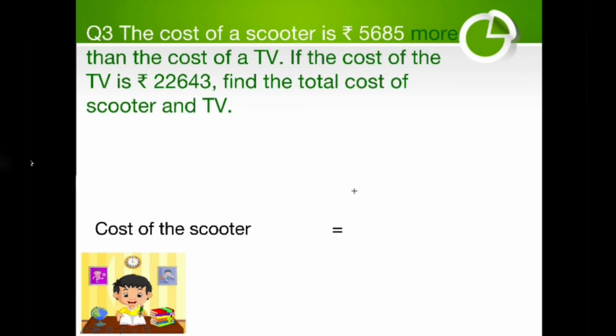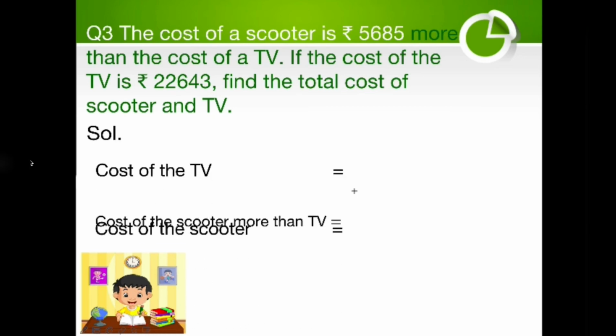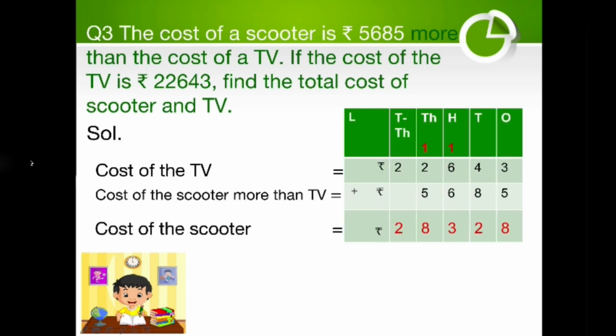So, we will do this question in two parts. First of all, we will find the cost of scooter by adding rupees 5,685 to the cost of TV. Here the cost of TV is 22,643 and cost of scooter more than TV is rupees 5,685. So children, the total cost of scooter is rupees 28,328.